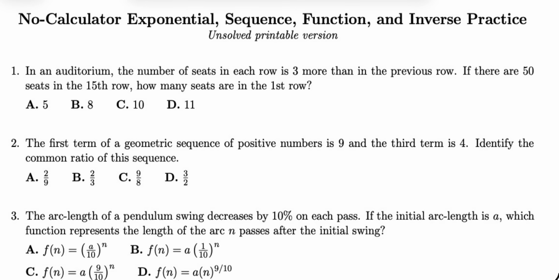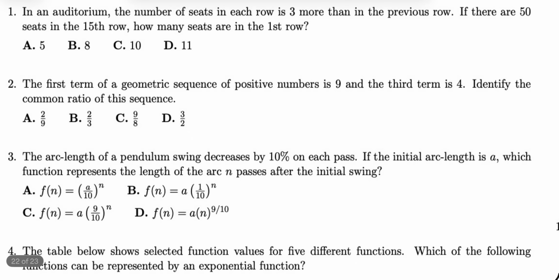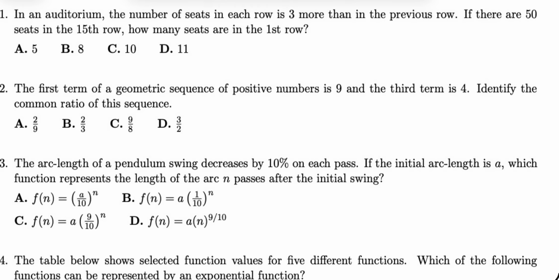Let's do some Unit 2 problems for MCQ for AP Pre-Calc. We have an auditorium where the number of seats in a row is 3 more than the previous row. If there are 50 seats in the 15th row, how many are in the first row?